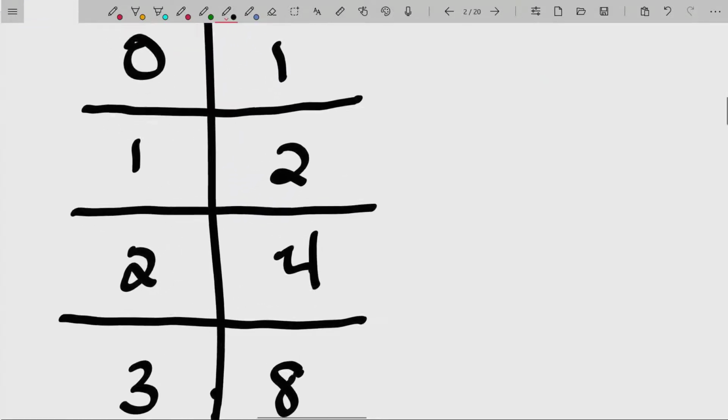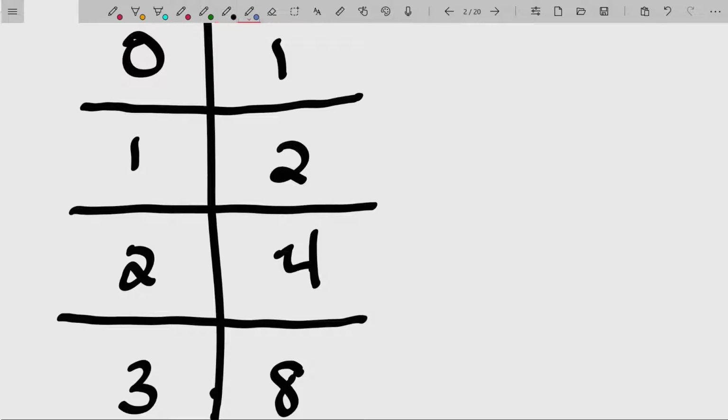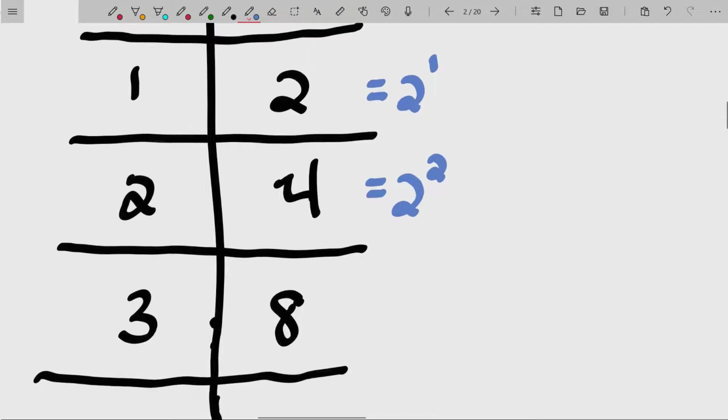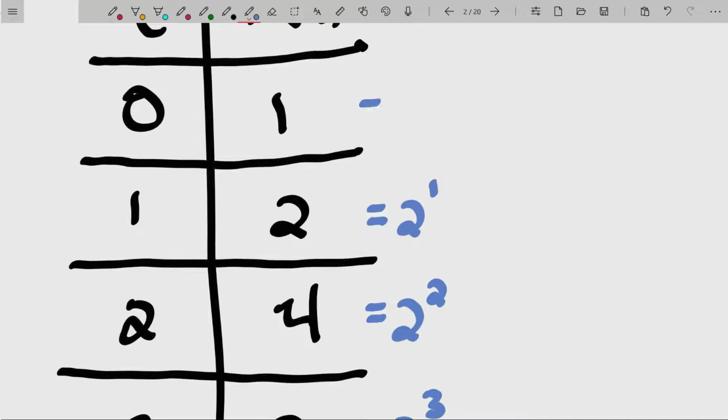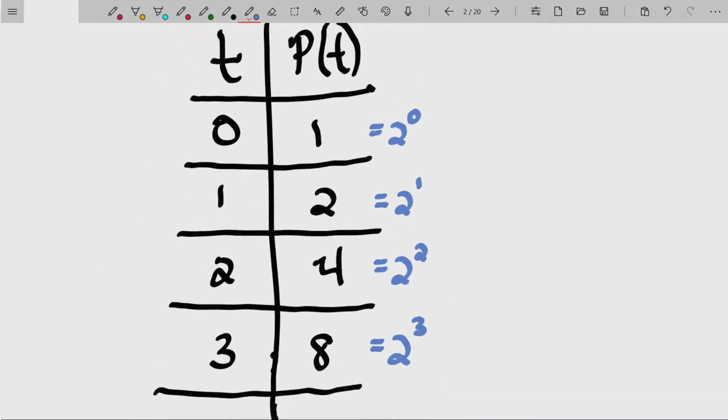So this requires us to notice patterns. And in mathematics, patterns abound. They're everywhere. I think everybody here would probably agree that 2 is the same thing as 2 to the first, and 4 is the same thing as 2 squared. And while we're at it, we might as well say that 8 is the same thing as 2 cubed, and that 1 is 2 to the 0th. You can see the pattern is set. Whatever day we're at is the power of 2 that gives how many pennies she has.